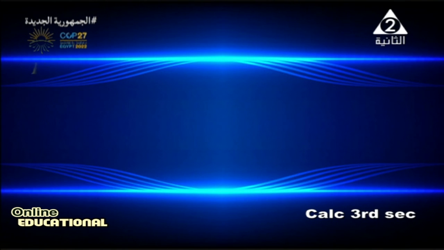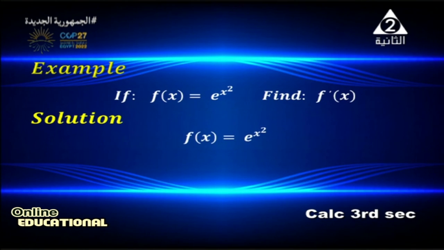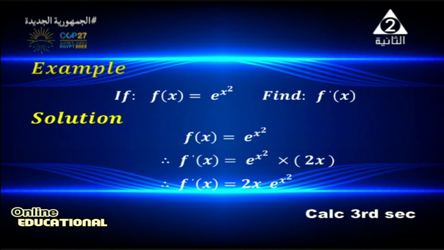Another example, if f of x equals e to the power x power 2, find f dash x. The function f of x equals e to the power quadratic function x power 2, then f dash x equals e power x power 2 multiply the derivative of the power. The derivative of x power 2 is 2x, then f dash x equals 2x multiply e to the power x power 2.